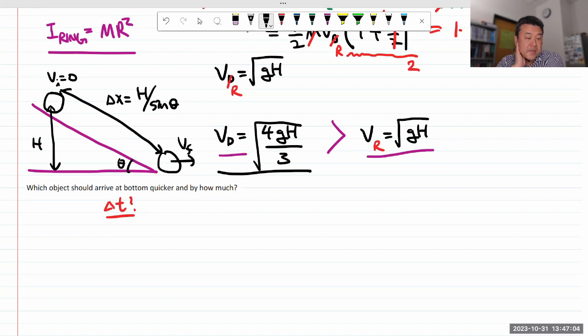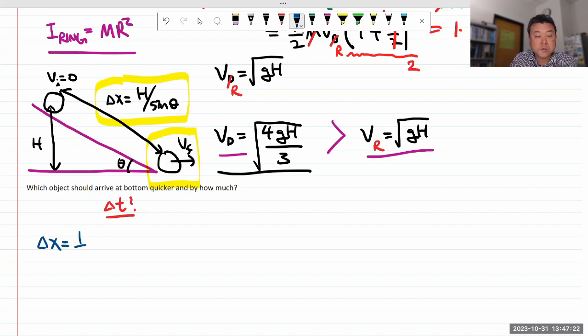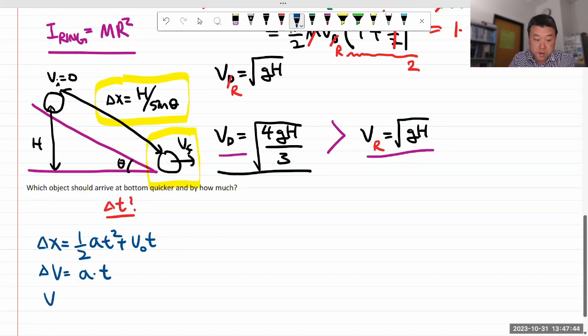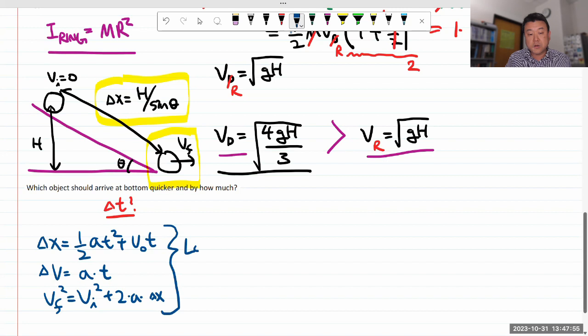And I think the method a lot of people will take is that, okay, I know the final velocity, I can figure out the displacement, now let's go through the kinematics equations. One of them says delta x is equal to 1/2 a t squared plus v naught t. You can combine that with a number of other equations, either delta v is acceleration times time, or even v final squared is equal to v initial squared plus 2 times a times delta x. And what I will tell you is that all these methods are the long way.